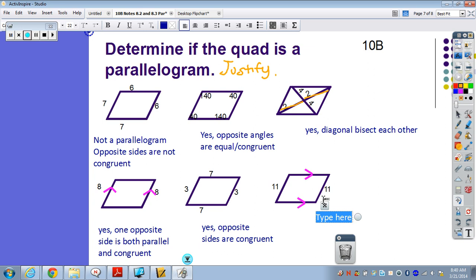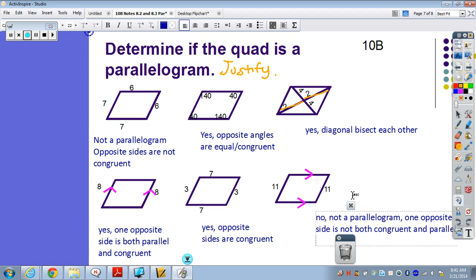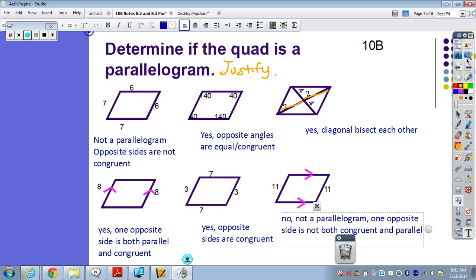And then the last one, well, in this case, one side is congruent, the 11s, and one side is parallel, but they're not the same side. So this is no, not a parallelogram. One opposite side is not both congruent and parallel. Okay, so it has to be the same side.